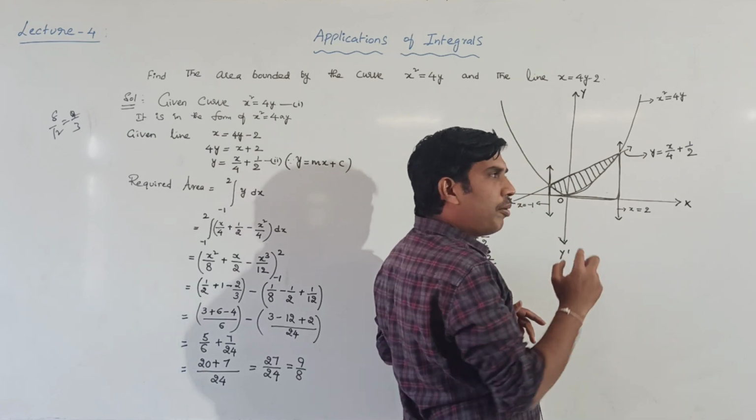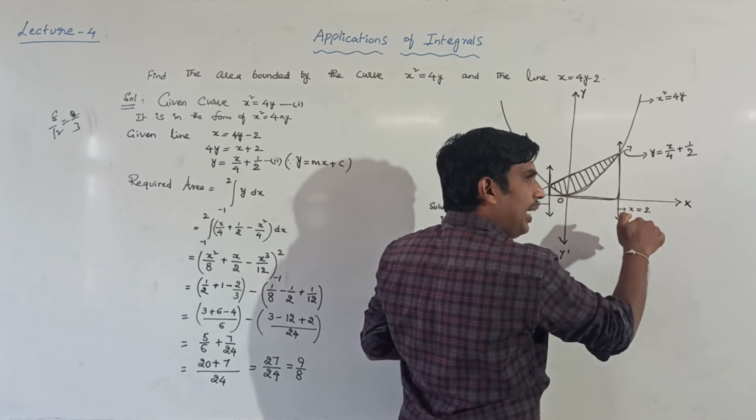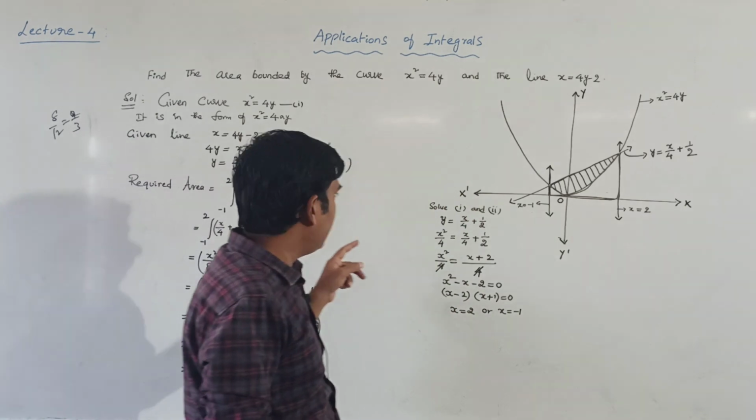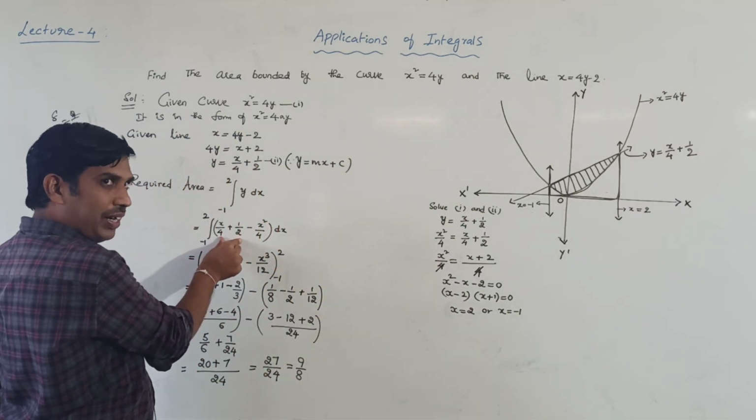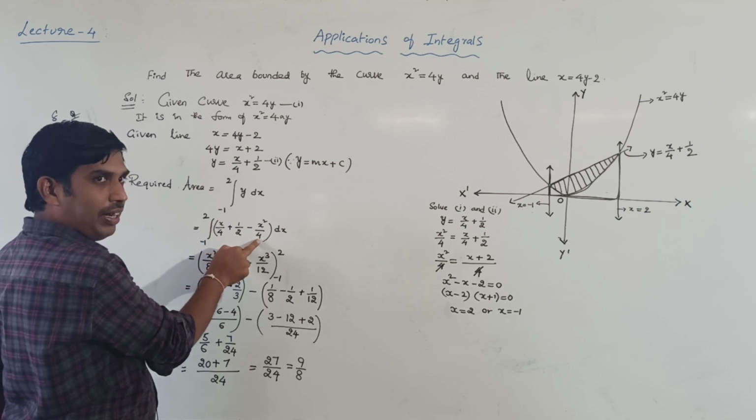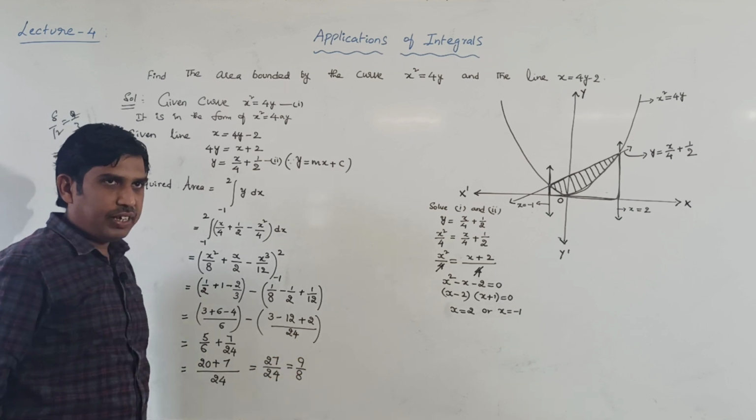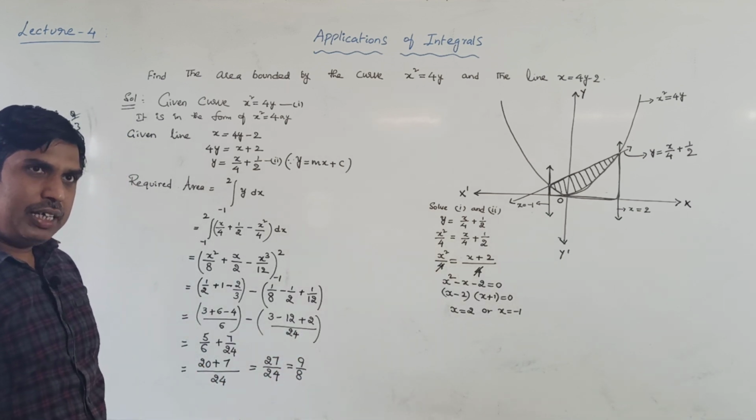How to find it? Nothing but, from the line area, the curve area is eliminated or removed, and we get the area in between. That's why I took the line y value minus the curve y value, simplified and evaluated, and finally we get the required area as 9/8.